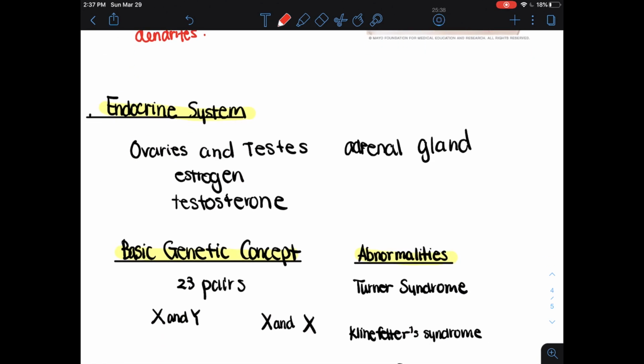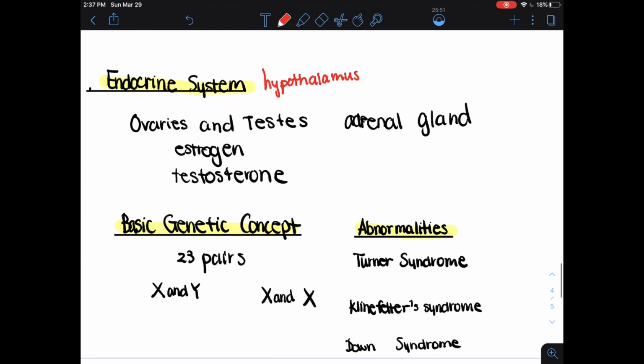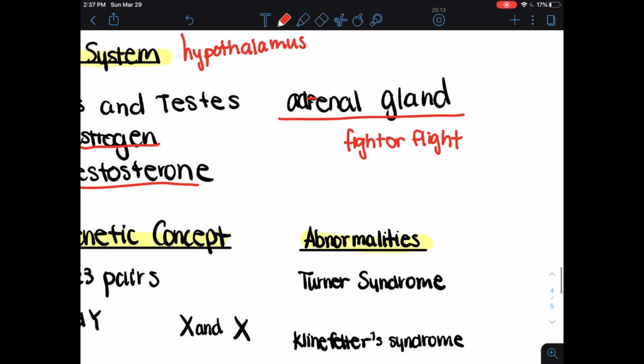Okay, moving on to the endocrine system. The endocrine system has glands that secrete hormones and is controlled by the hypothalamus. Firstly, you have the adrenal gland. The adrenal gland secretes adrenaline and prepares you for fight or flight. And then you have the ovary or testes, depending on your gender. So for a woman, you have estrogens, and for men, you have testosterone.